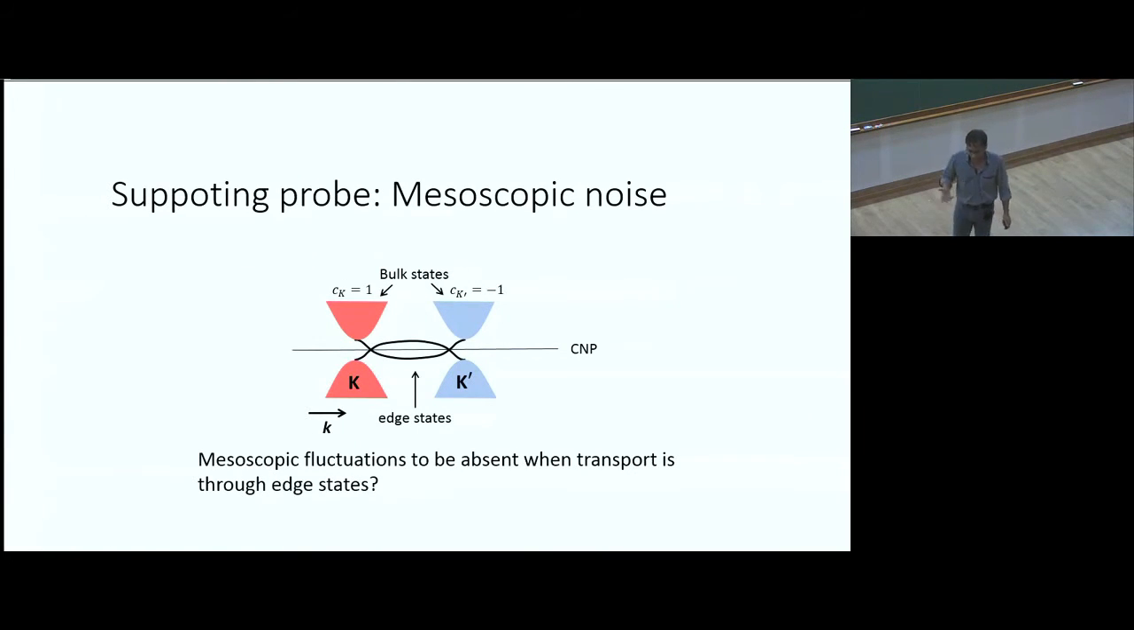One of the ways of verifying would probably be mesoscopic fluctuations. We say that, okay, fine, this is our charge neutrality point. This is the open band gap. I have got edge states, and my transport is through those edge states. I am putting my Fermi energy right in the middle.